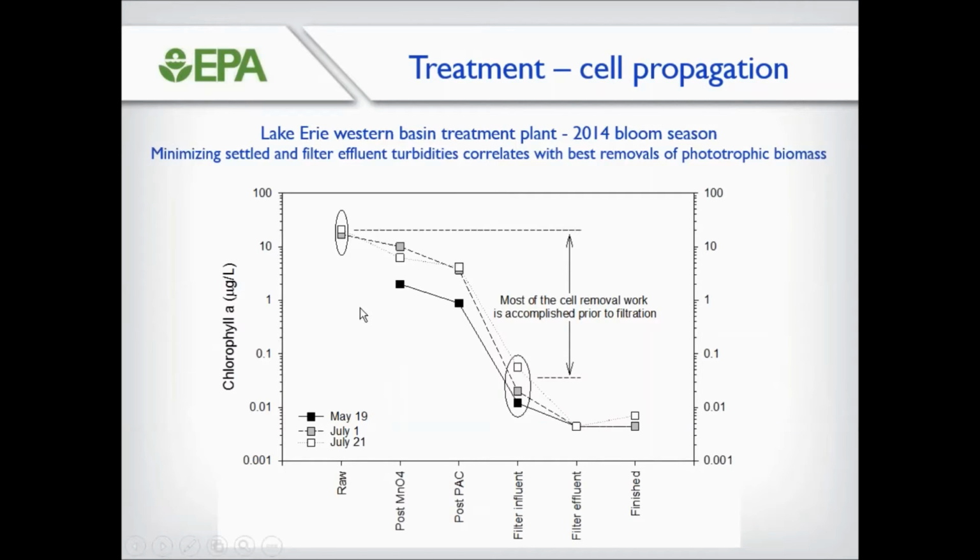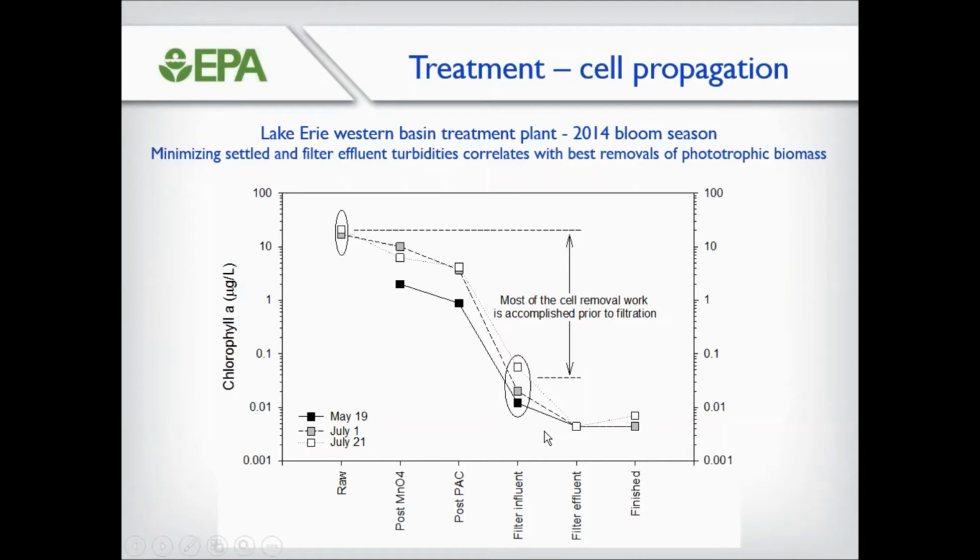In this slide, we're looking at the propagation of cyanobacterial cells through the treatment process. This is the same Western Basin treatment plant in Lake Erie, during the 2014 bloom season. All of these samples were analyzed by extractive chlorophyll A.